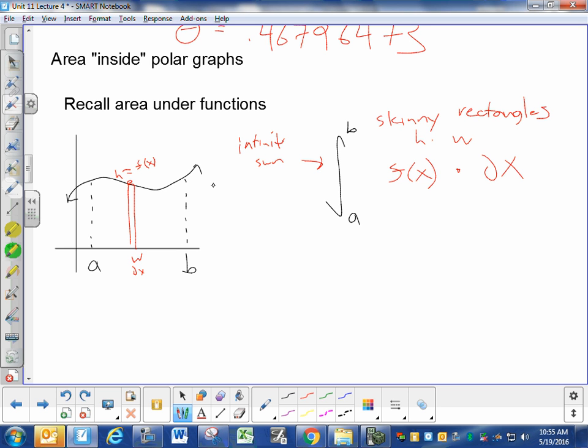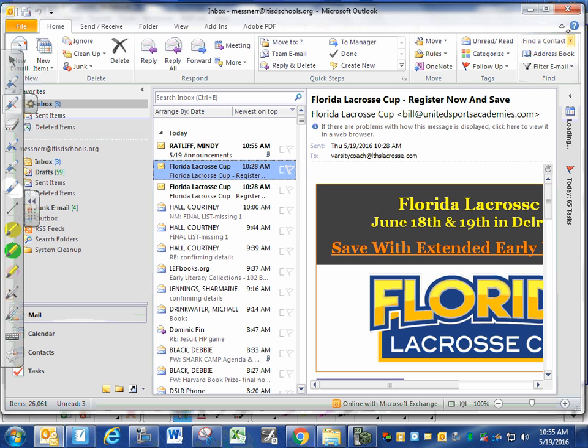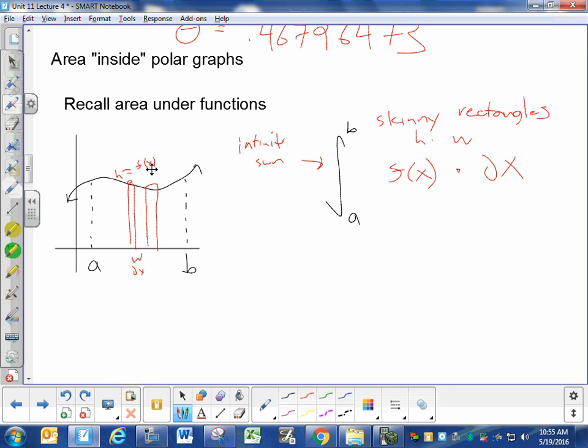Now, here's the issue, though. If I took a rectangle like this, it looks like I'd be over the actual area. Why am I comfortable with this being the actual area if I know sometimes rectangles are over and sometimes rectangles are under the actual? Almost. Looking for a better answer than that.